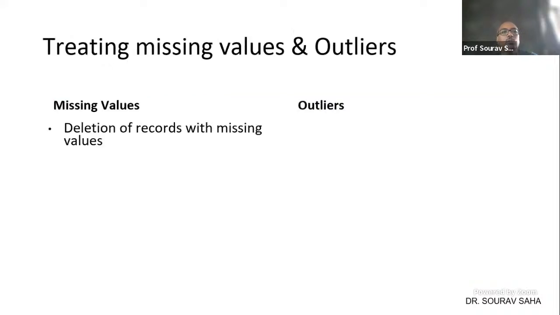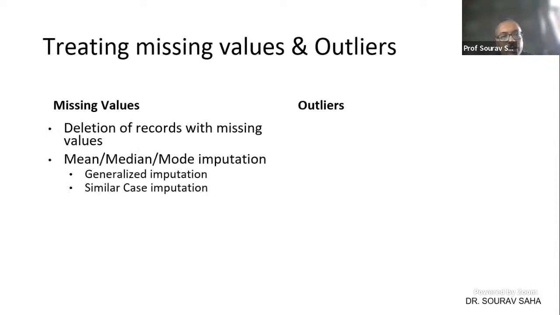Okay. Treating missing values and outliers. For missing values, you can delete the records with missing values. But again, I have told you at the very beginning that sometimes you have so many missing values that deletion is sometimes not even an option. So then probably you have to do some kind of mean, median, mode imputation. Mean and median you generally use for numeric data, and for categorical data, something like a mode imputation.